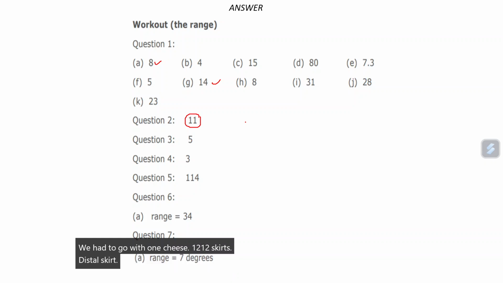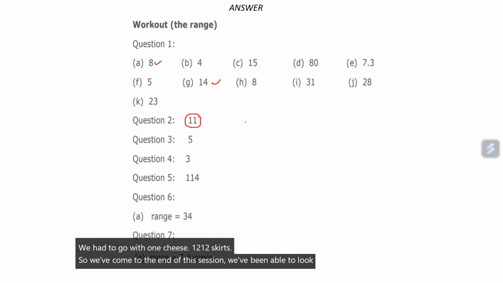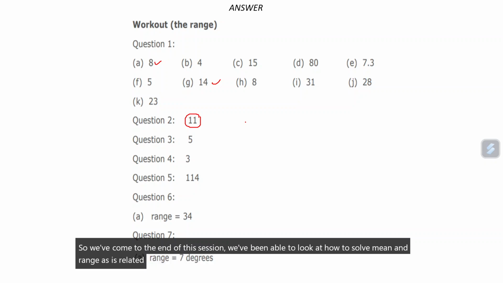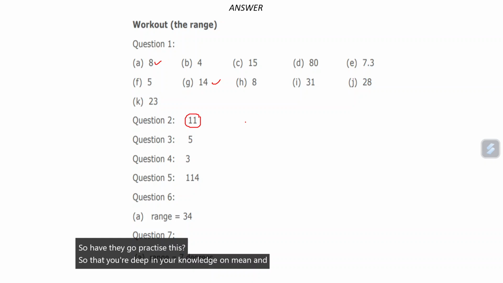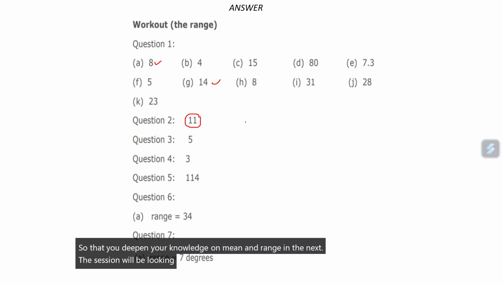So we've come to the end of this session. We've been able to look at how to solve mean and range as it's related to numbers. So have a go, practice this so that you deepen your knowledge on mean and range. In the next session, we'll be looking at mode and median.